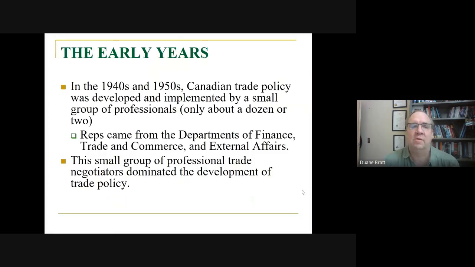Now, in the early years, Canadian policy was developed and handled quite apart from the rest of Canadian society. There wasn't a lot of concern with what we were doing, and so Canadian bureaucrats would meet in Geneva and other places to negotiate trade, and it dominated trade policy.